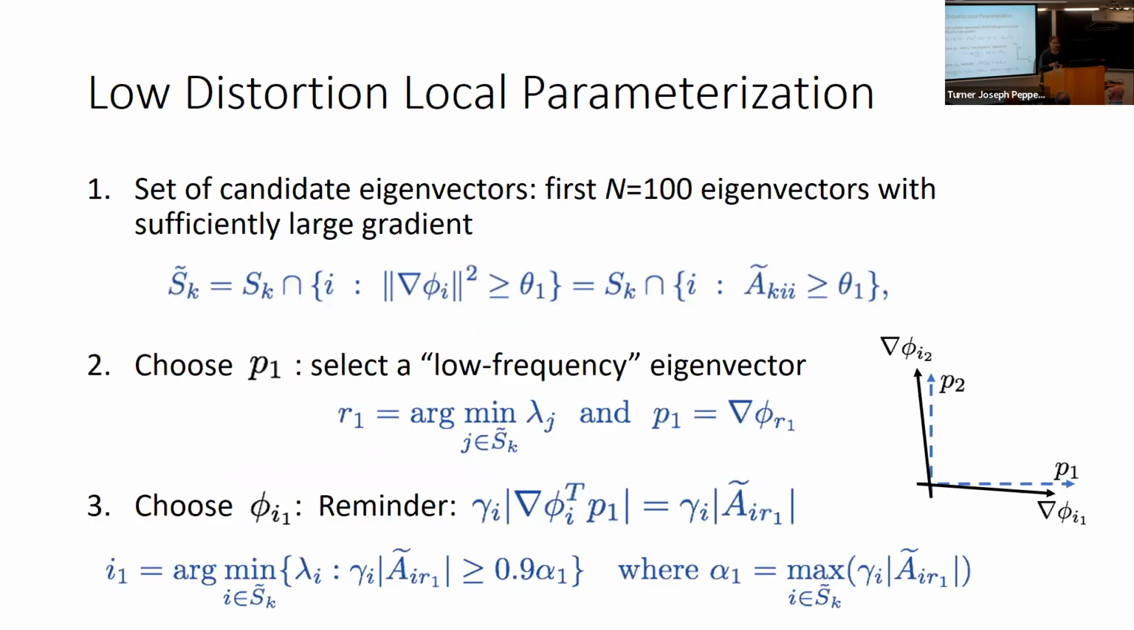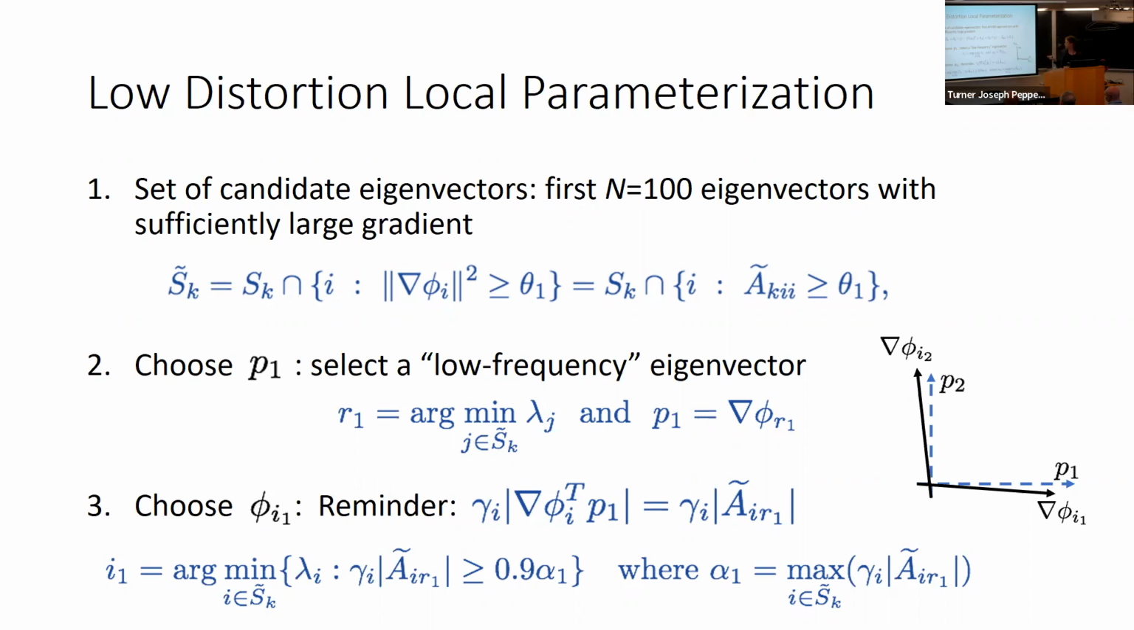So what we did is, again, looking, as I said, deeper into the spectrum, we select 100 eigenvectors of the graph Laplacian that have a sufficiently large gradient at the point. And for P1, instead of choosing an arbitrary direction, we already have these eigenvectors that we've calculated. Let's choose one that is the smoothest and that has a large gradient at that point.